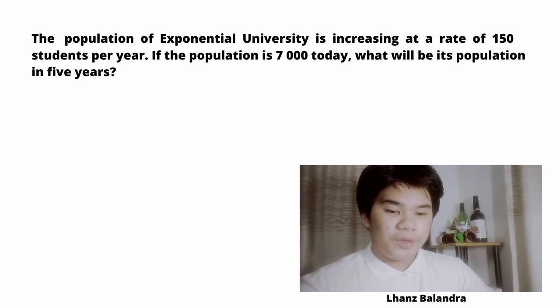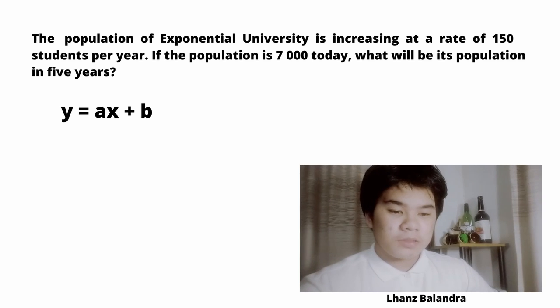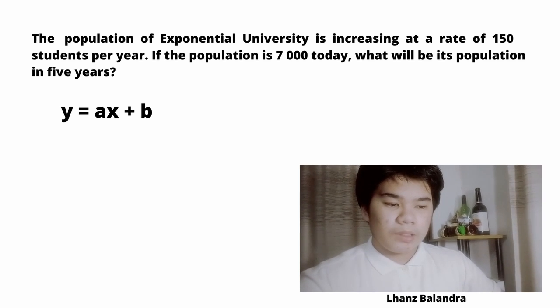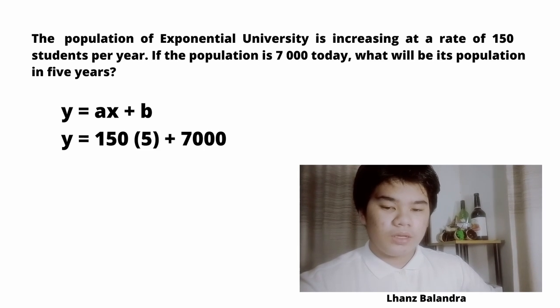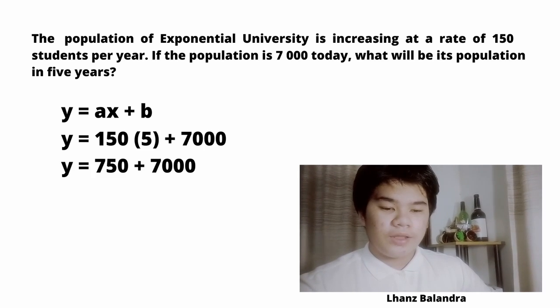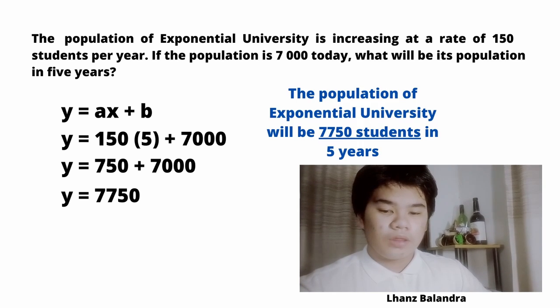For number 3, we have to use the formula y = ax + b, where a is the rate, x is the time, and b is the initial amount. Next thing we have to do is to substitute the given values. After substituting, we perform the indicated operation, add the remaining values, and we get y = 7,750. The population of Exponential University will be 7,750 in 5 years.